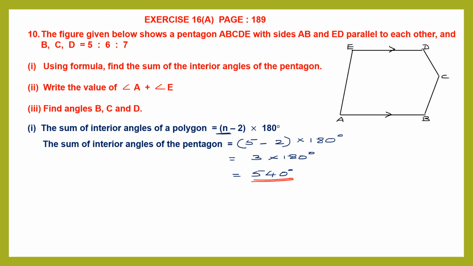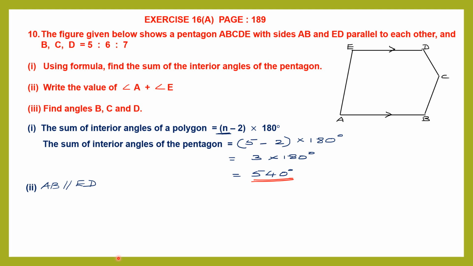Now the second question is, write the value of angle A and angle E. Now this is angle A, this is angle E. We are asked to write the value of angle A and angle E. The first point that we have to make a note of is given to us: AB and ED are parallel to each other. Let's make a note of that. So AB is parallel to ED. So first we have made a note of this.